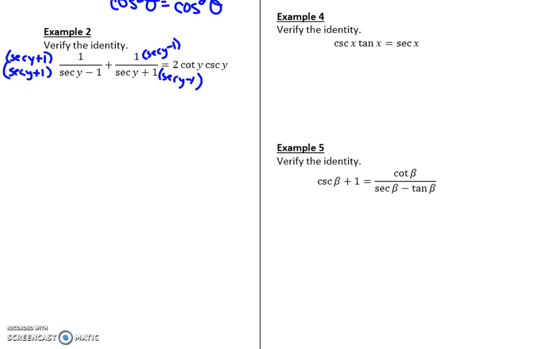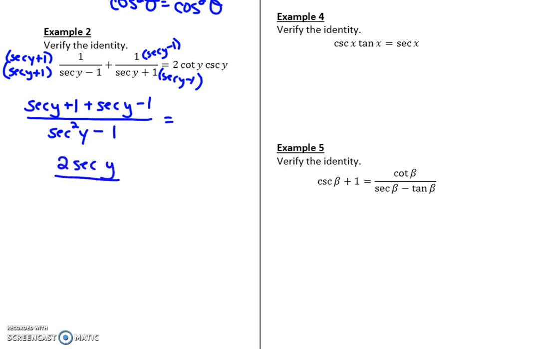And so our numerator, we're just multiplying those things by 1, so it becomes secant y plus 1 plus secant of y minus 1, all over. And then when you multiply those, notice that they're conjugates of each other. So it becomes secant squared of y minus 1. That is a difference of 2 squares. Okay. Now we can simplify the numerator. We have 2 of those secant of y's, and the 1's are going to cancel. If you notice, the denominator is a Pythagorean identity, so that is equal to tangent squared of y.